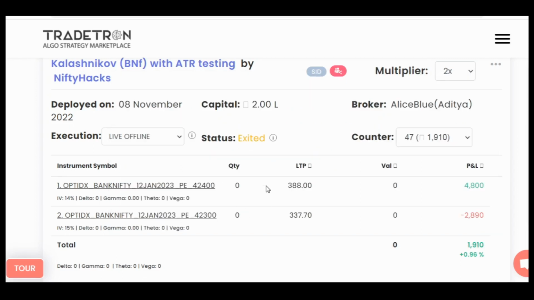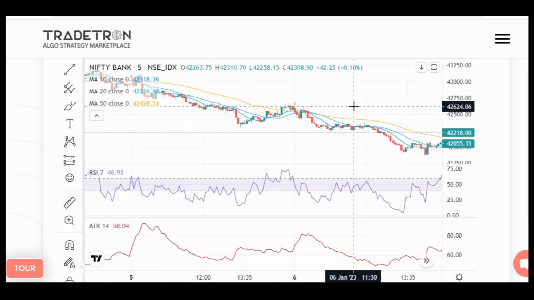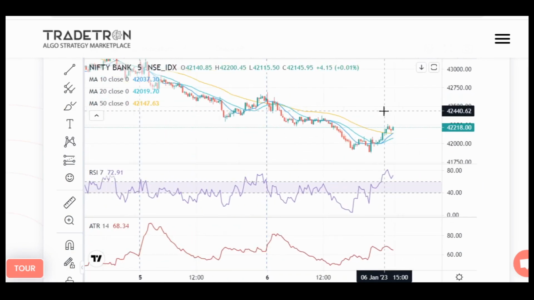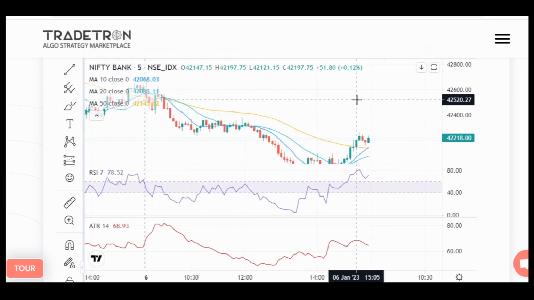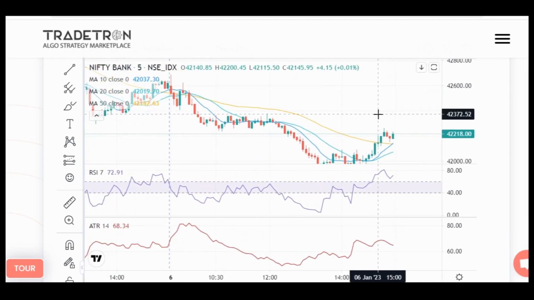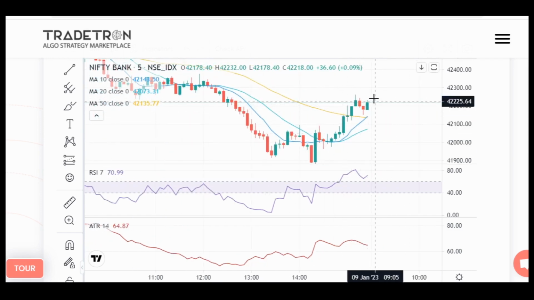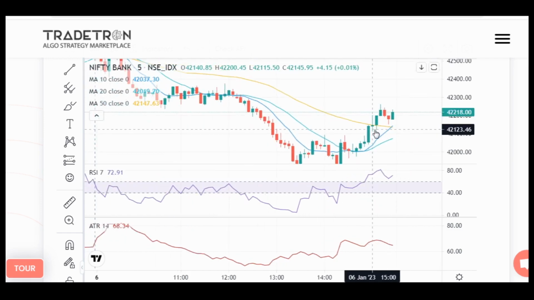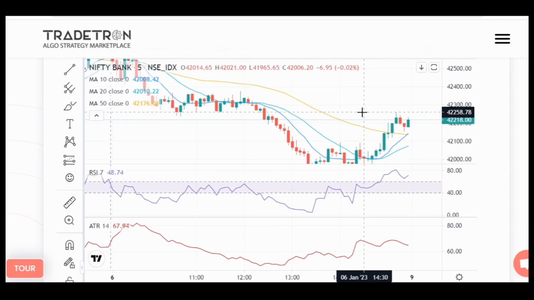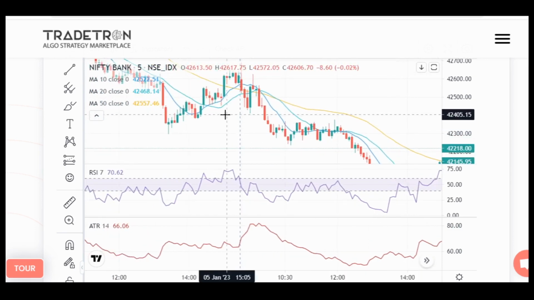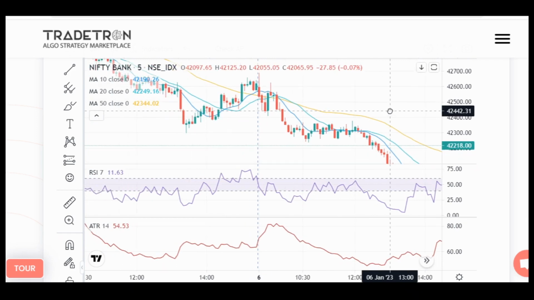So as you can see here, today we got only put side trades because the market was trending down, right? It was late in the day that it closed above all the moving averages, but by that time our entry timings were over for the day, so we didn't get any call side entry. Only put side entries were there.